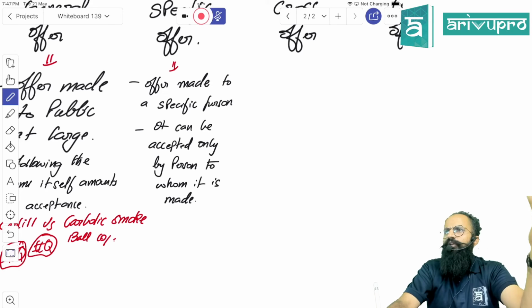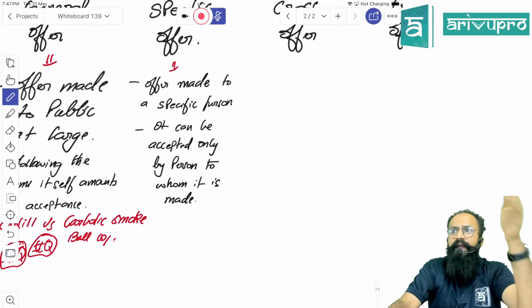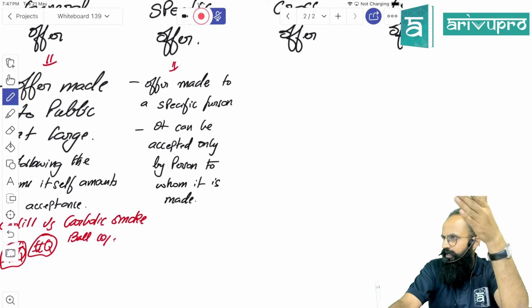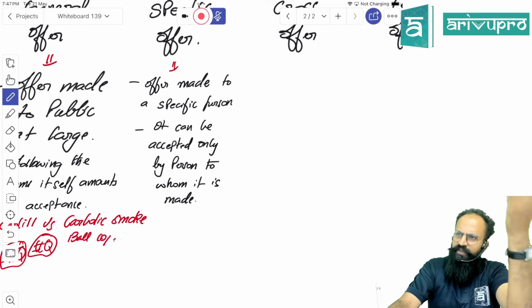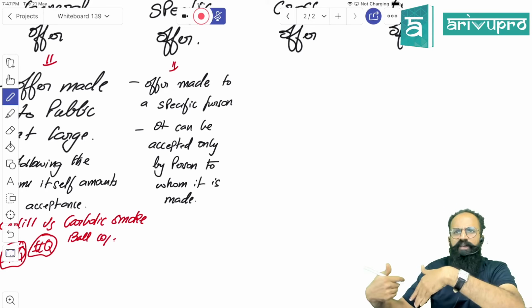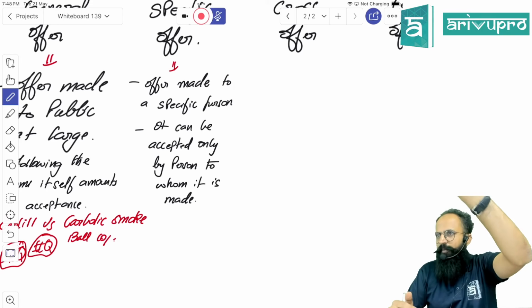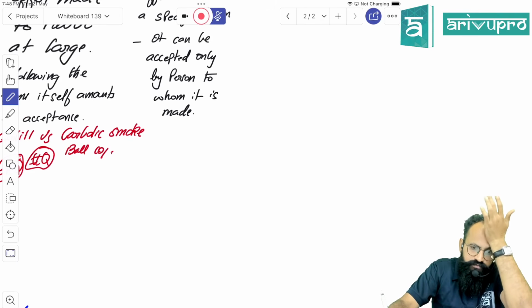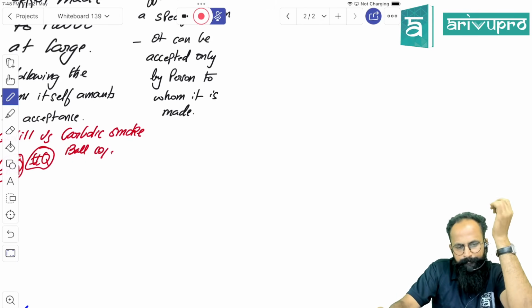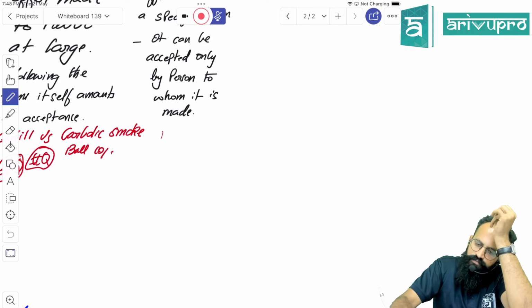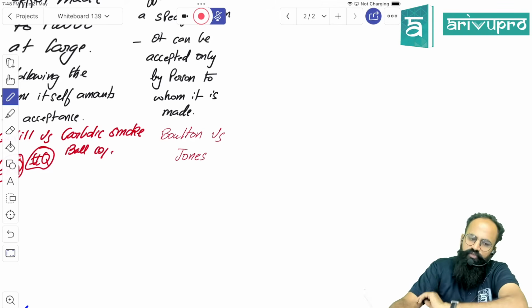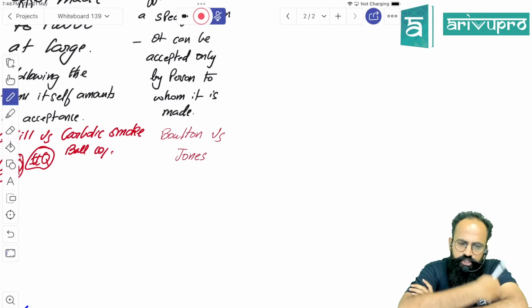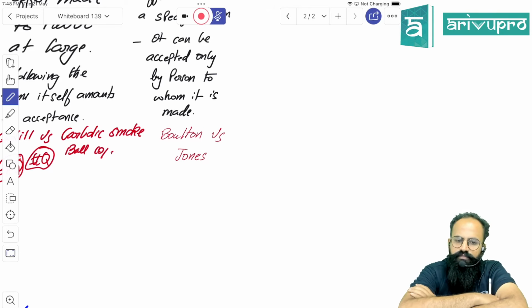Simple now? So, in a general offer anyone can accept. A specific offer, whomever I have made the offer to, only that person can accept. Agreed? We will see something called specific acceptance as well. I am just writing the case law here, but it applies to another topic as well. I will tell you when the other topic comes. Here I will write out the case law as well. Write down. Case law: Boulton versus Jones.